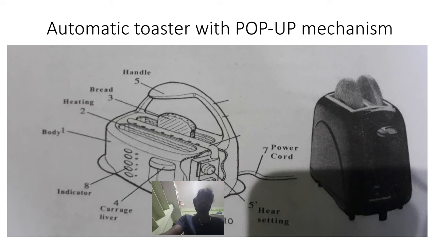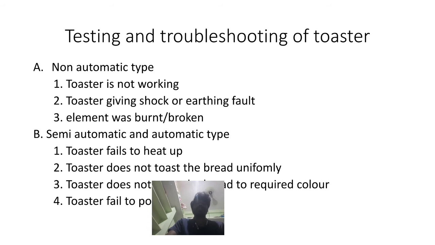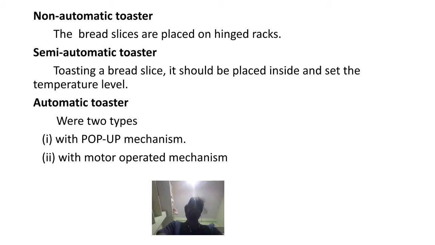Operation of the automatic toaster with pop-up mechanism. Next, we go to troubleshooting. There are the non-automatic type and the semi-automatic type. Now we go to the second type, the automatic toaster with motor operated mechanism. The heating element is made from nichrome.